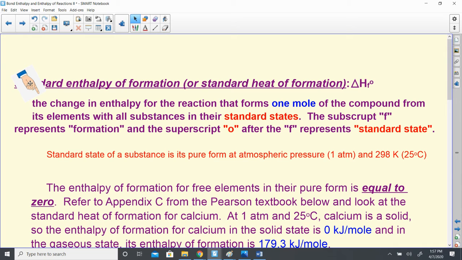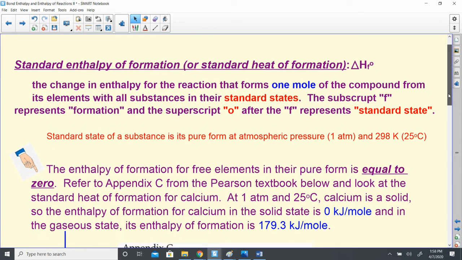And they talk about standard states here. So standard state means nothing more than it's occurring at 1 atmosphere pressure and 25 degrees Celsius, very similar to STP in the gas laws. So the enthalpy of formation of free elements in their pure form is equal to 0. That means, for example, in its pure form at 25 degrees Celsius and 1 atmosphere, oxygen is O2, not O3, which is ozone. So basically they're saying when something exists in its normal state at 1 atmosphere and 25 degrees Celsius, its enthalpy of formation is considered 0.